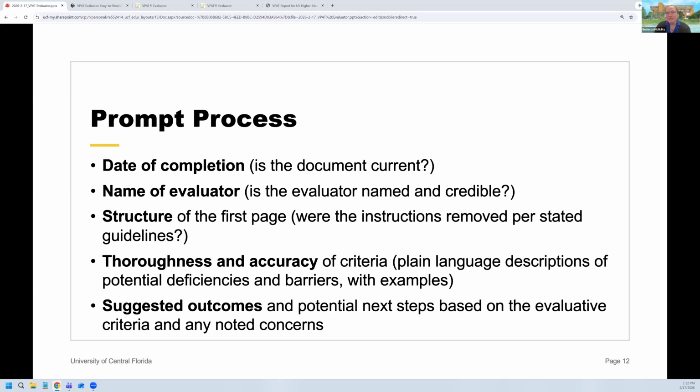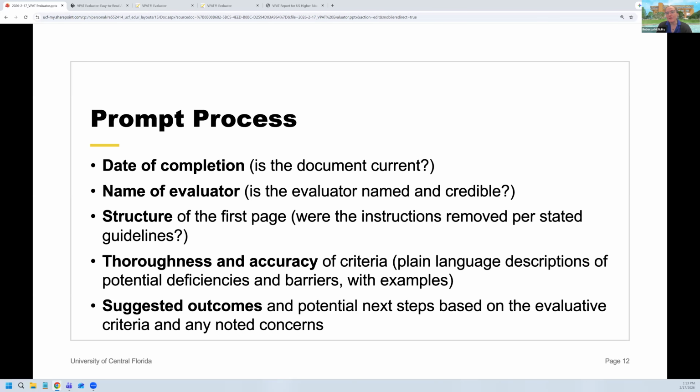Then things get interesting, especially from my seat in instructional design. We're looking for thoroughness and accuracy of criteria and providing plain language descriptions of any potential deficiencies and barriers with examples. And those examples are really powerful for me.